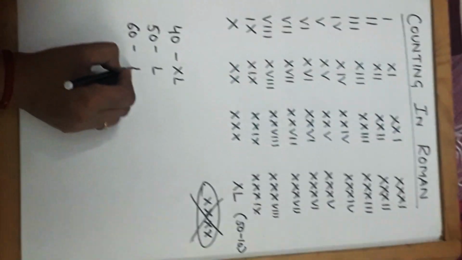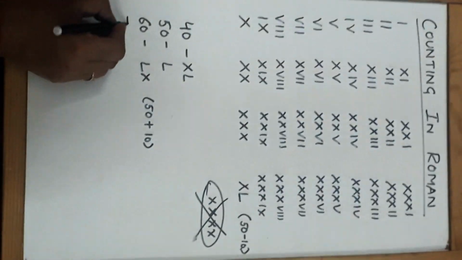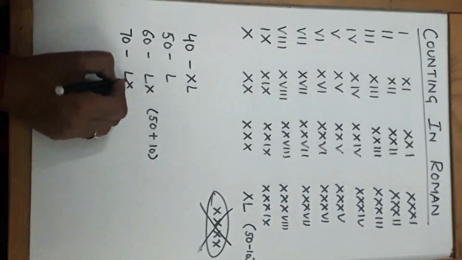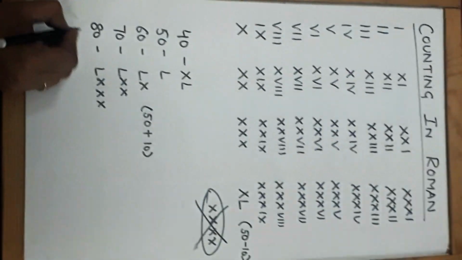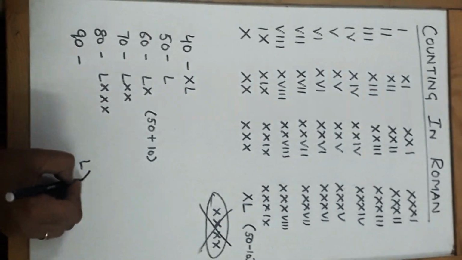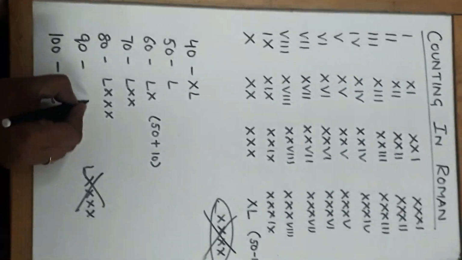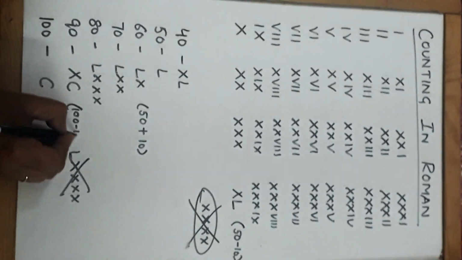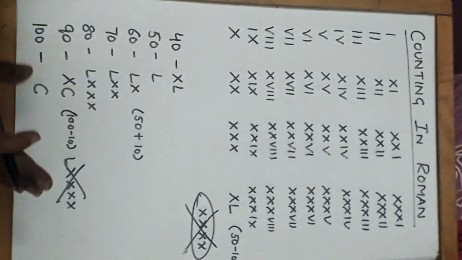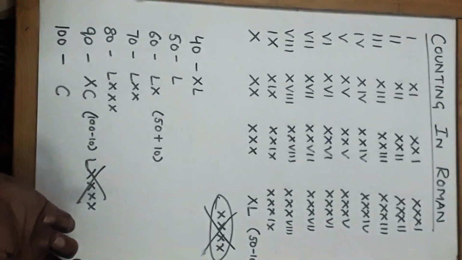For 60, L plus X, this is 50 plus 10, 60. Then for 70, L X X, 80, L X X X, 90. Again 4 times X is prohibited. So we will take 100 is C. So X before 100, this is 100 minus 10, 90. So these are the numbers till 100. Rest for 41, XL I, XL II, XL III that you can write.